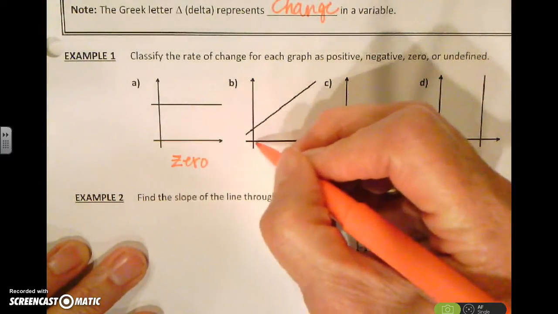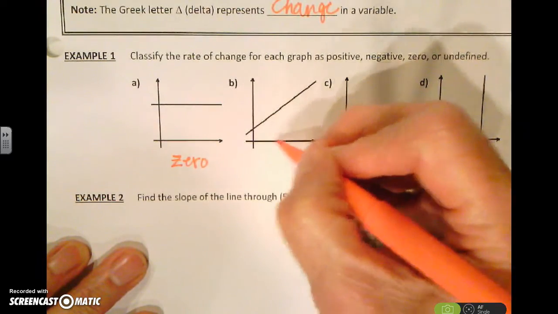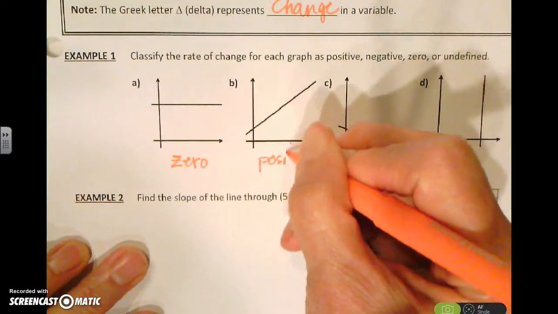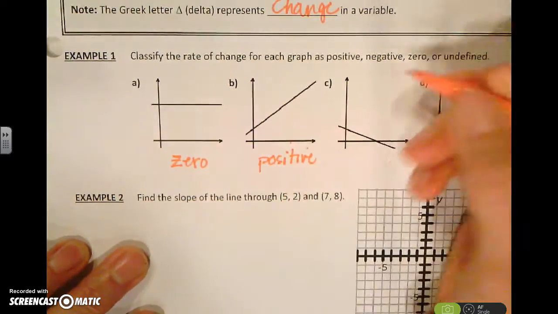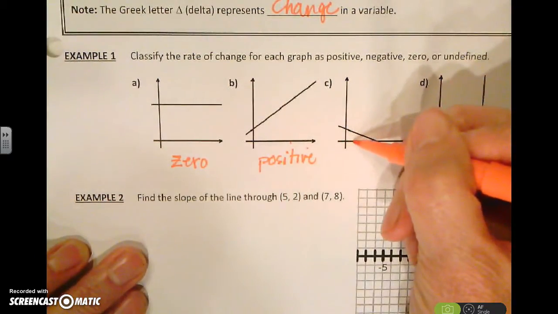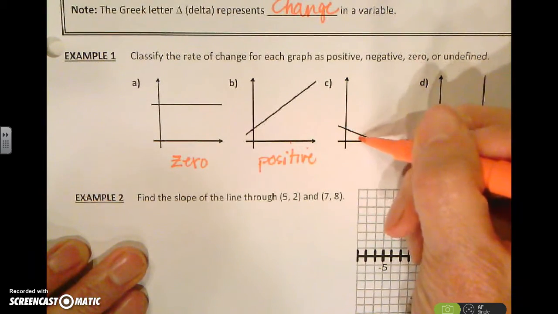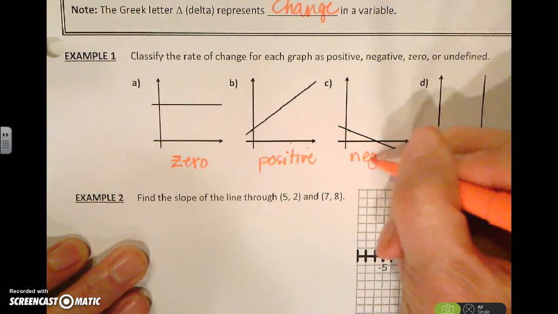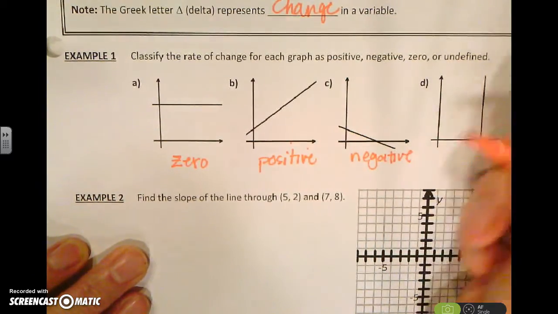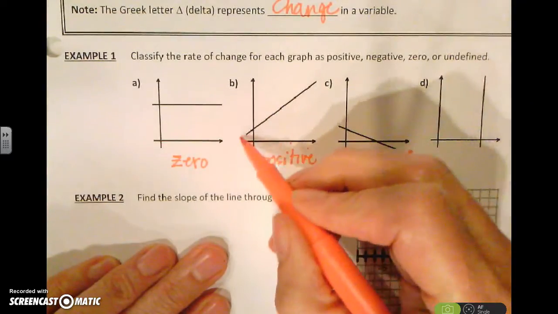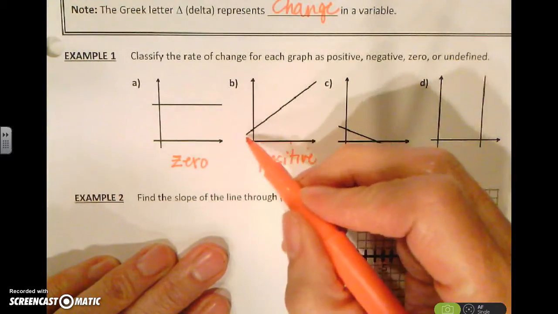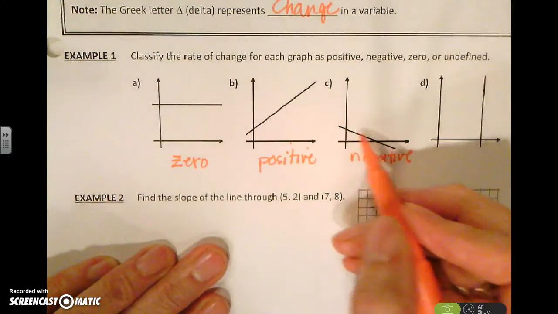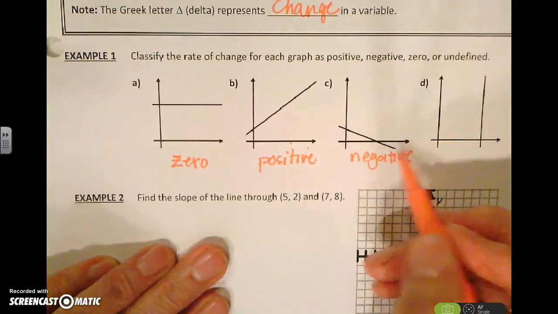For B, as x increases, y increases. So as it increases, that means it's going to have a positive slope. For C, as x increases, y gets smaller. So because it gets smaller, we're going to say that it has a negative slope. So notice that as you go from left to right across the page, the positive slope rises. And as we go from left to right across the page, the negative slope falls.